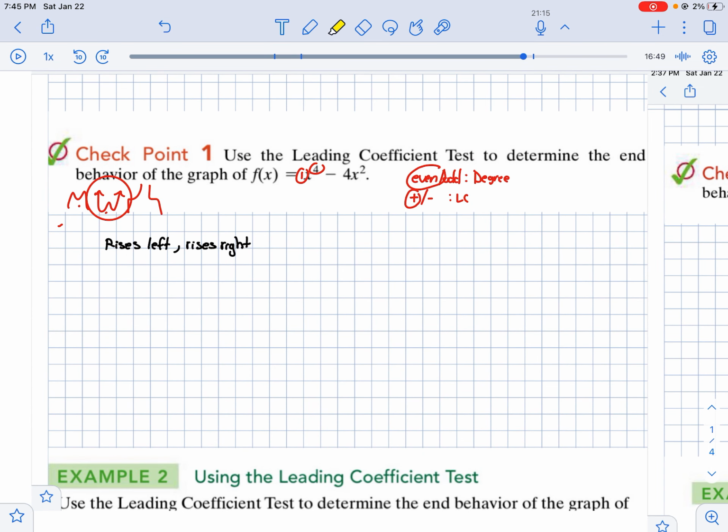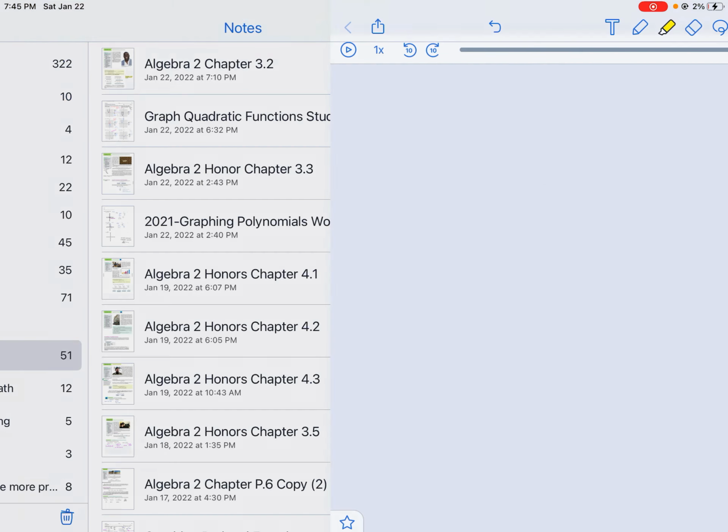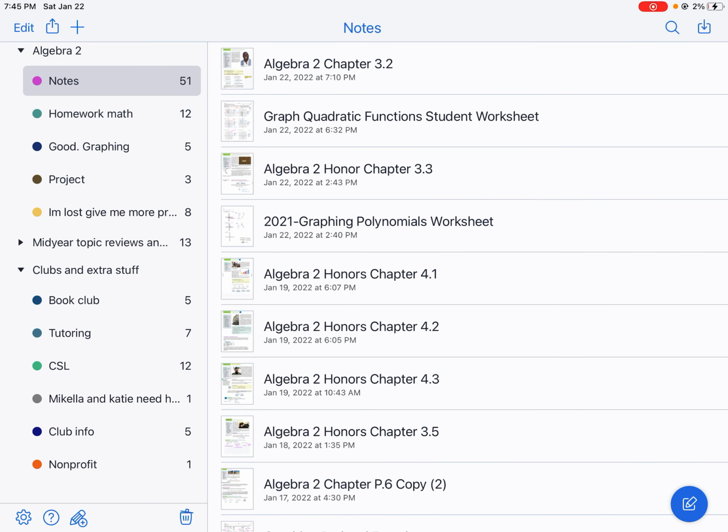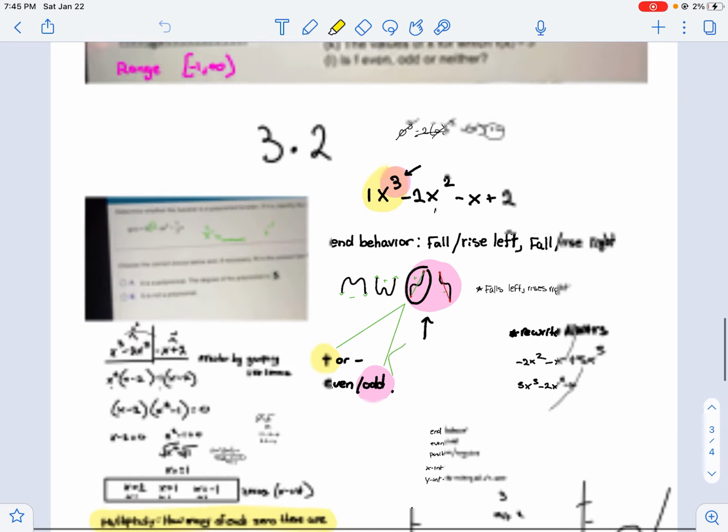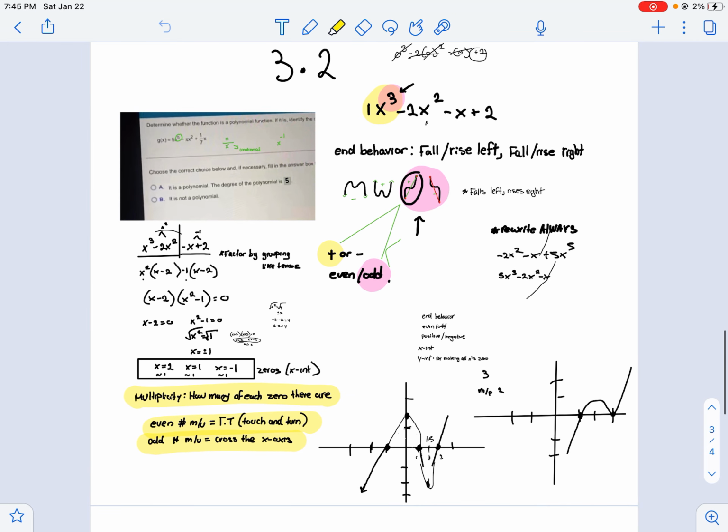Oh, one thing. You have to go back to the notes from last time we did tutoring. Look at Jasmine, this one. This one is what we're going to talk about, because last time I guess we had done 3.2, which is what I'm going to go over right now.